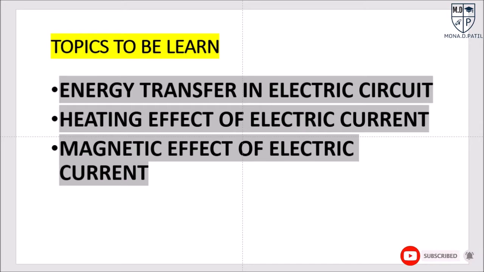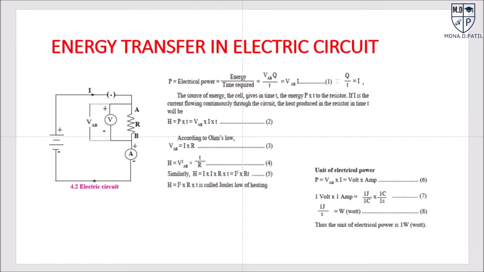So let's go to our first point, that is energy transfer in electric circuit. Now here you know that an electric circuit is complete with components like battery, key, resistance, ammeter, voltmeter. Suppose all these components come in a line, so they are called a circuit. But for transferring the current, the flow of electrons, or flow of charges, is very important, and that is possible in a conductor only.